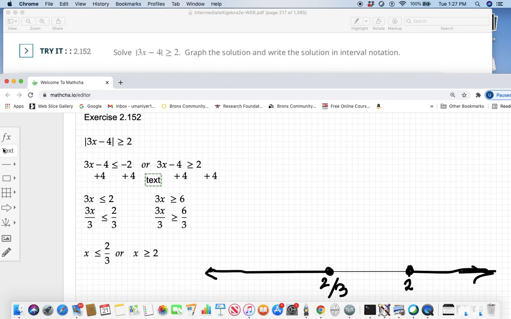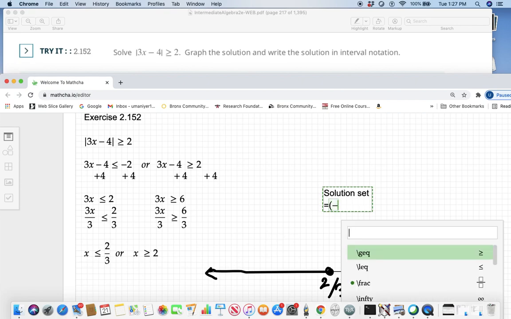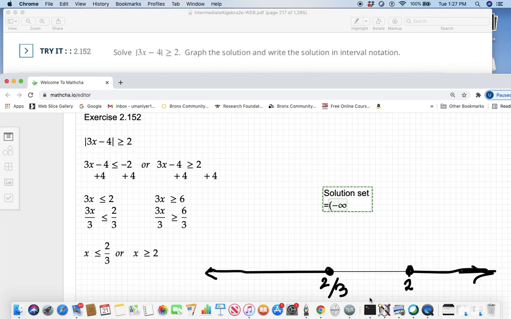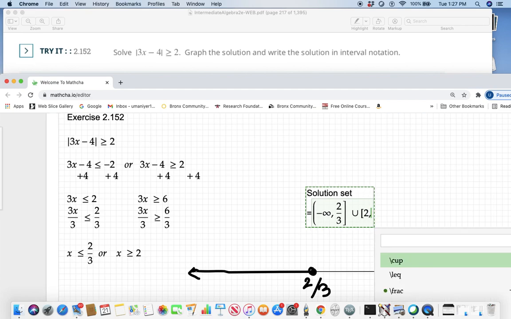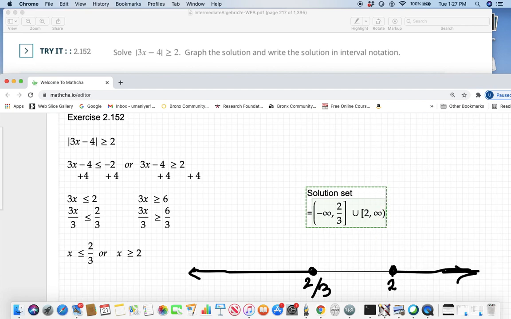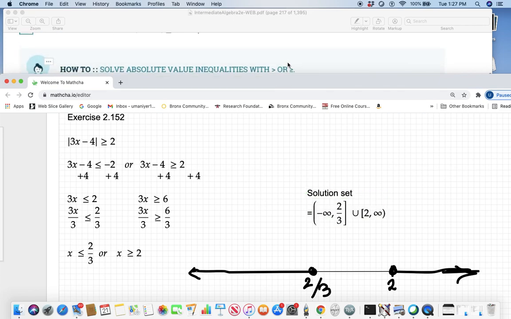Once you have graphed it, you are ready to write your solution set. Start at negative infinity. Negative infinity is always parenthesis, comma, fraction 2/3 included, so bracket, union 2 included, so that's a bracket, until infinity. That's your solution set.